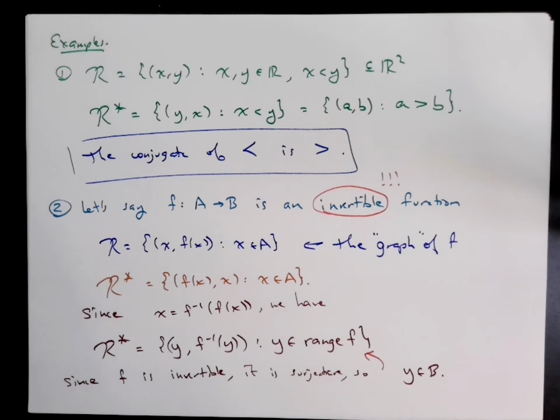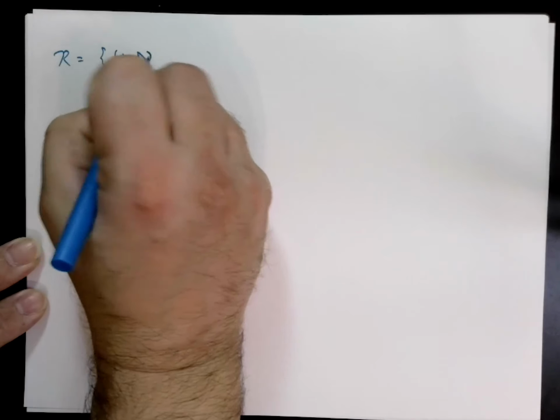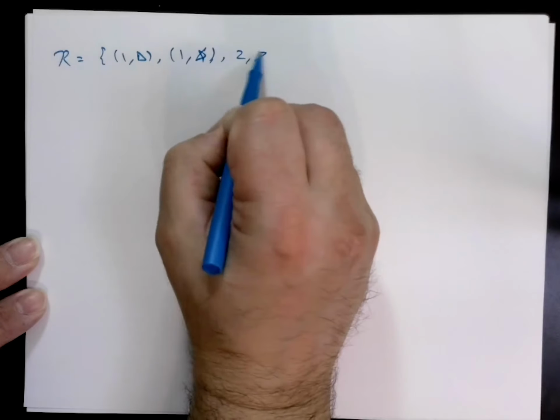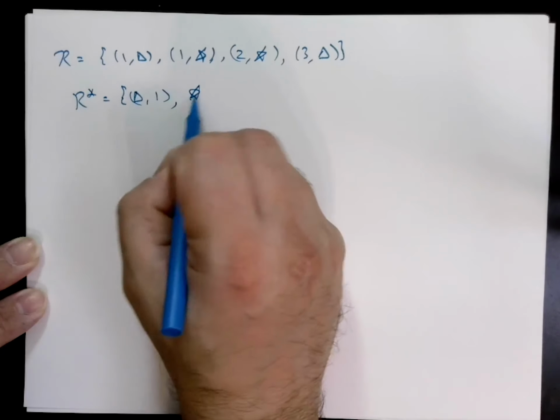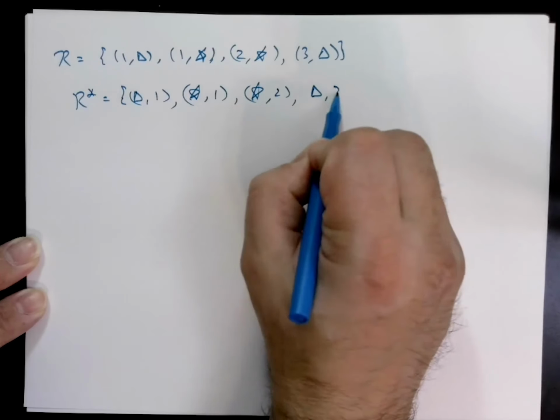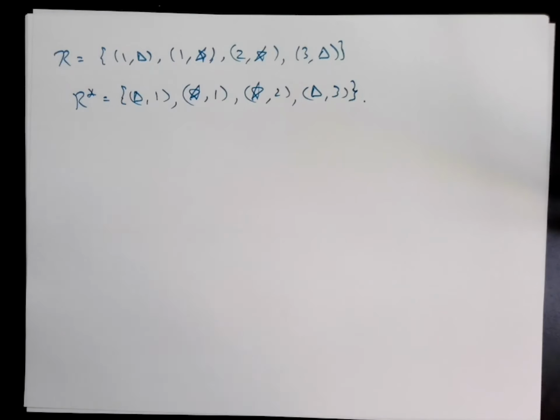But notice, this only works if the function is invertible, as this was an important feature of what we're doing here. Another example. If we recall the case of R being (1, triangle), (1, star), (2, star), and (3, triangle), then R star is the set of all the pairs (triangle, 1), (star, 1), (star, 2), (triangle, 3).